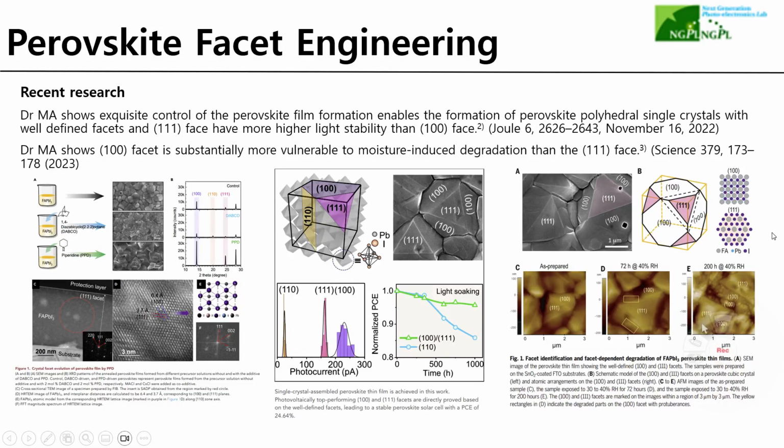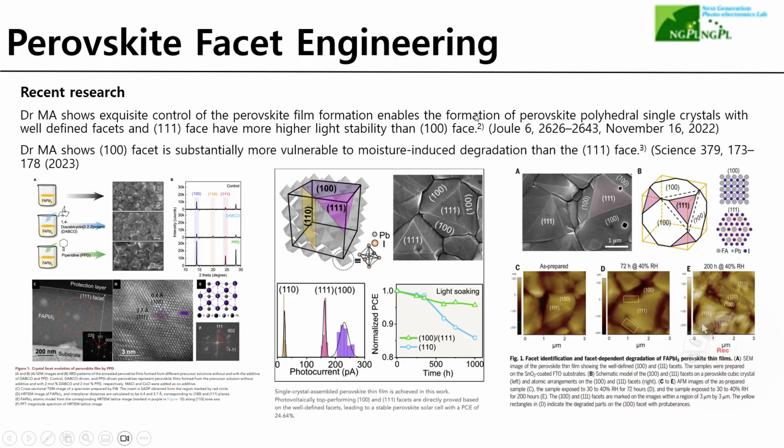And more deeply about perovskite facet engineering, Dr. Ma shows that executive control of perovskite film formation enables the formation of perovskite polyhedral single crystals with well-defined facets, and the 111 facet has higher light stability than the 100 facet.